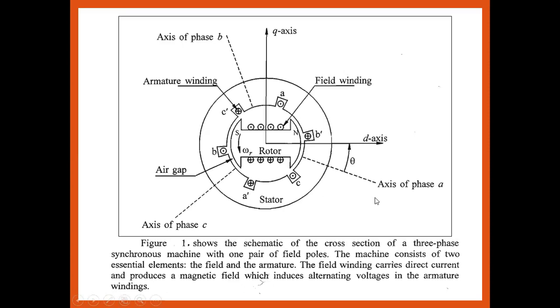Okay, and the angle between the three-phase winding with respect to the direct axis is nothing but theta. Suppose the three-phase supply is A, B, C. So the A phase voltage will have an angle with respect to the direct axis, that is theta, which we may call the power angle or the load angle.